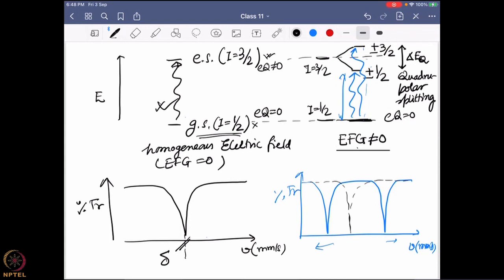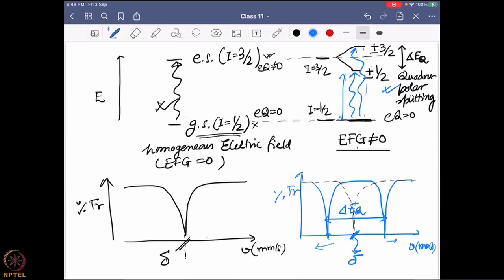I'm not exactly drawn in the middle of it, sorry. So that is how it is going to look like. This blue line is the one you are going to see, and the difference, you are going to get it at two different positions. If you take an average of that, whatever the average value would be, that will be the delta value or isomer shift. And the difference between these two will be the delta EQ or quadrupolar splitting.